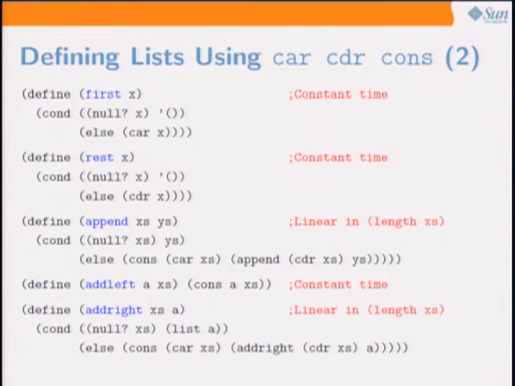Not at all surprising. Append is linear in the length of the first argument in the way that it's customarily defined. And that's something that a good Lisp programmer needs to know, that it's linear in the first argument and constant time in the second argument. If you aren't aware of that, you can write Lisp programs that have very bad execution times. Add left is constant time, but add right is linear time in the length of the xs, because you have to chase down to the end to figure out where to stick in that thing on the right.